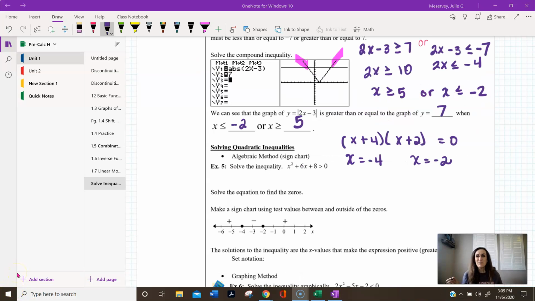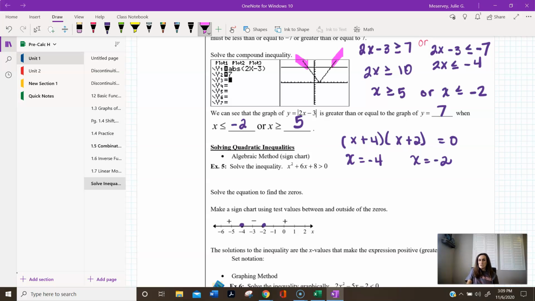Example 5, we're going to practice using our sign charts again, which will also be helpful for calculus. So I have x squared plus 6x plus 8 is greater than 0. I started by factoring and solving for x. These are my critical values. So I have x equals -4 right here, and x equals -2, which is right here.